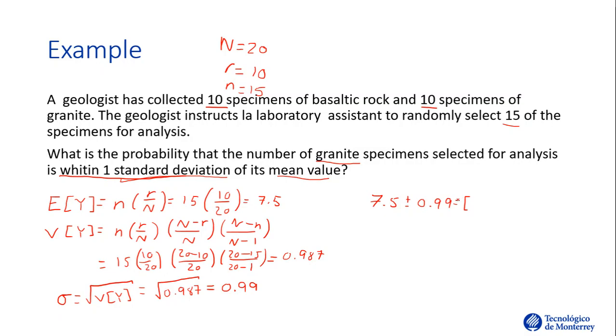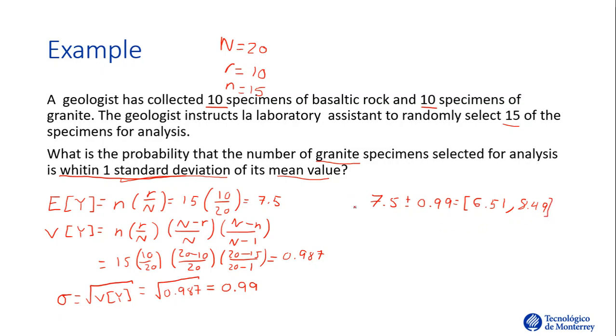The lower bound of this exercise is nothing but 7.5 minus 0.99 gives us 6.51. If instead of subtracting we add 0.99, what we will obtain is 8.49.